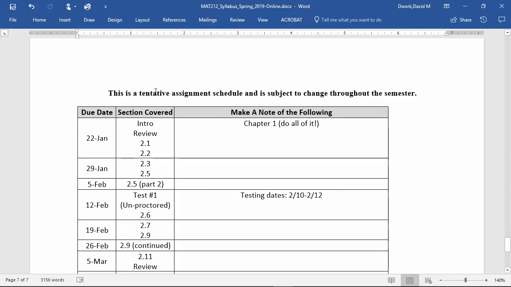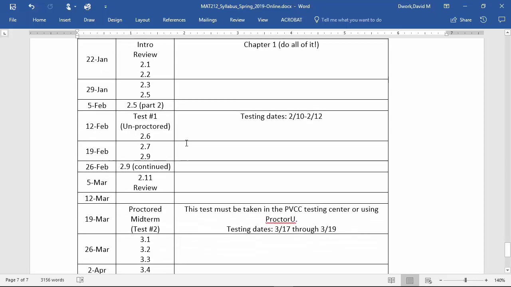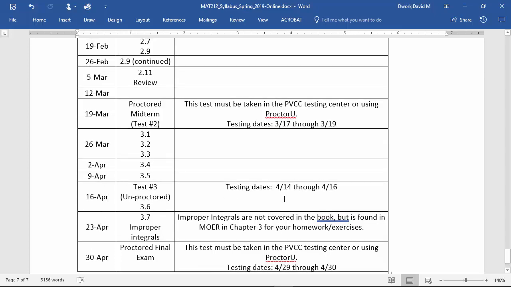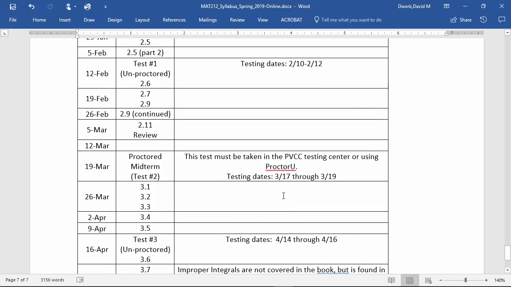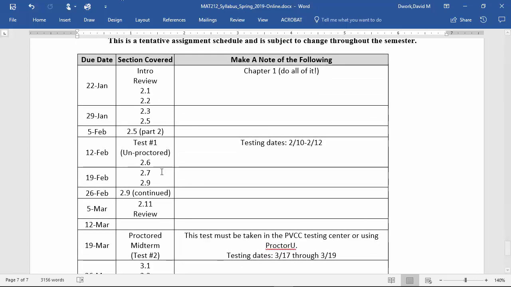This schedule here is a tentative schedule. It's a tentative outline. Now, this being online, I actually can be pretty sure we're going to follow this, pretty sure. But this is our outline for the course. So make sure you are kind of keeping up, and you can kind of look ahead and see what's coming.